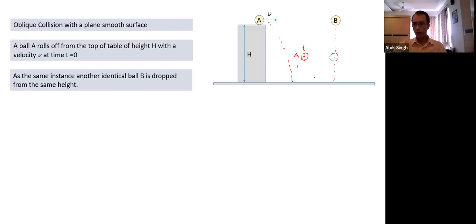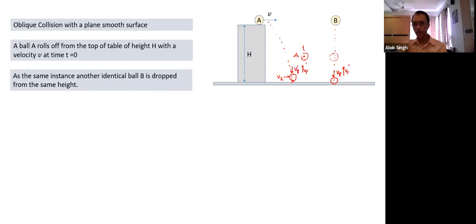When it hits the floor, this ball will have, let's say, velocity Vy. This will have some velocity Vx, but the y component will be the same. If the y component is the same, it rebounds with velocity Vy dash. This also will rebound with velocity Vy dash. So the y component of velocity will remain the same. So at any same instant, ball B dropped from the same height will be in the identical position.